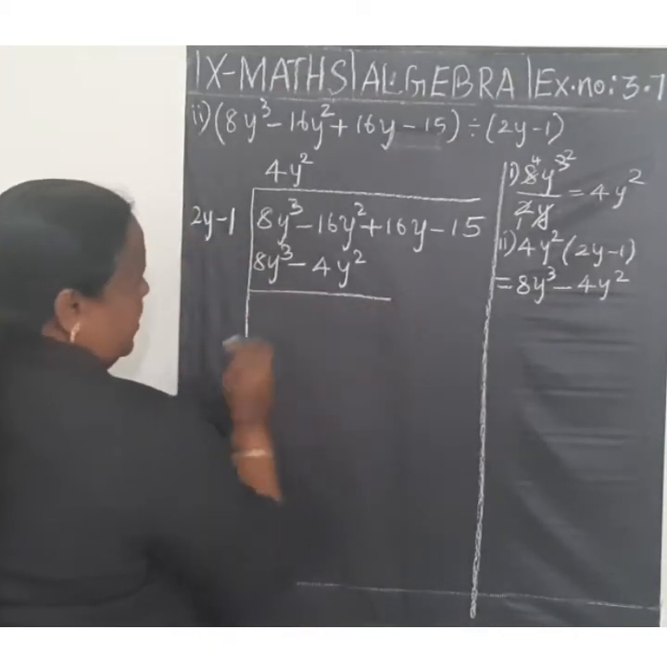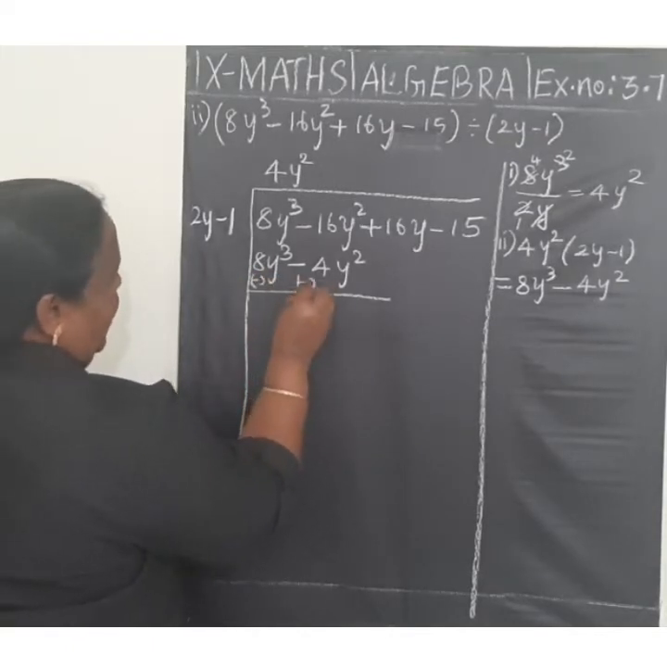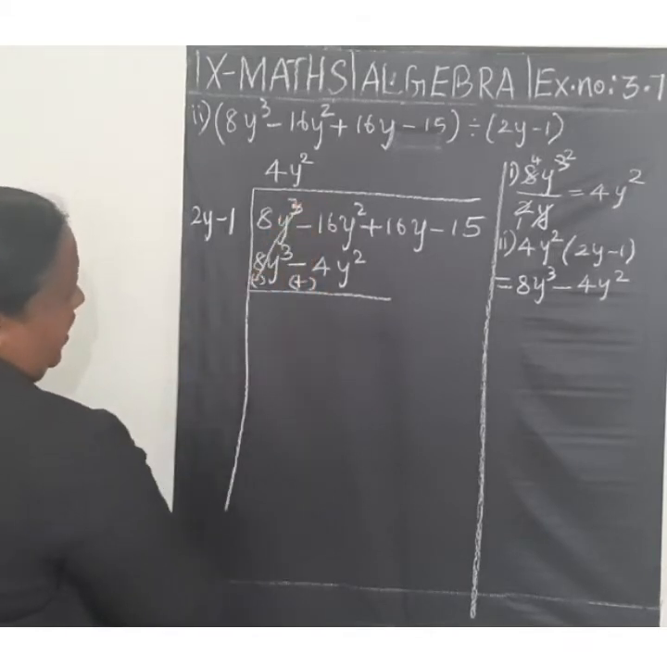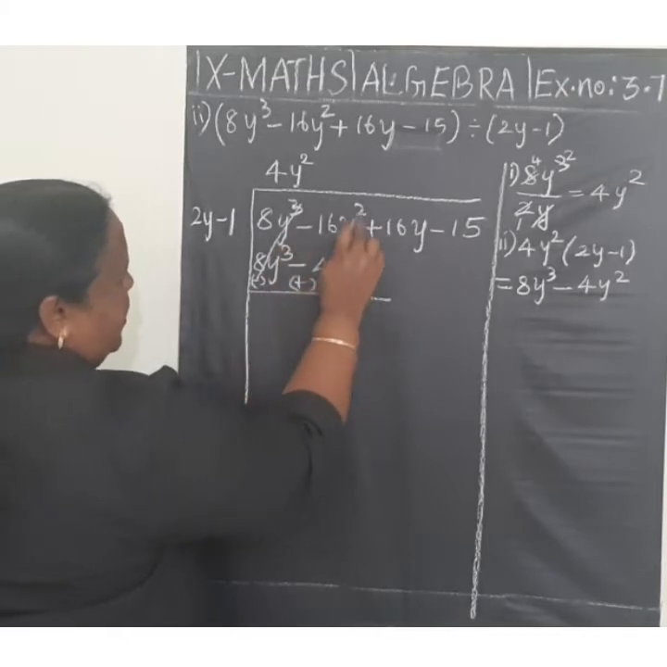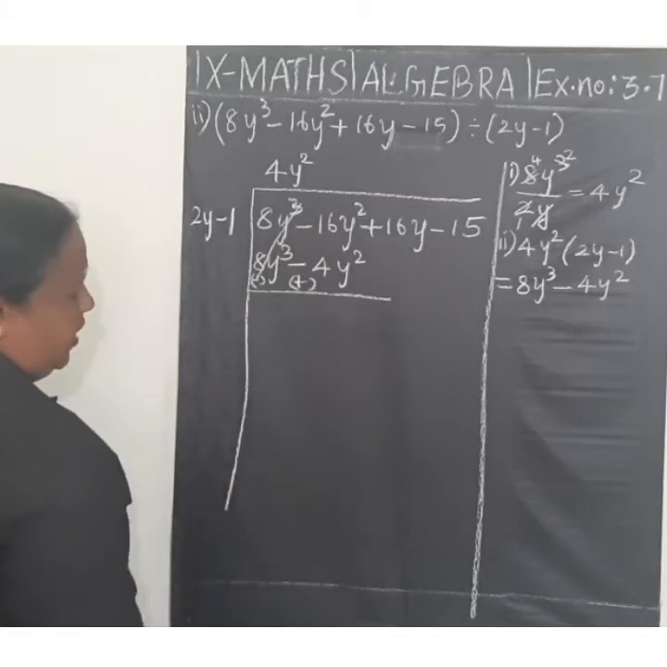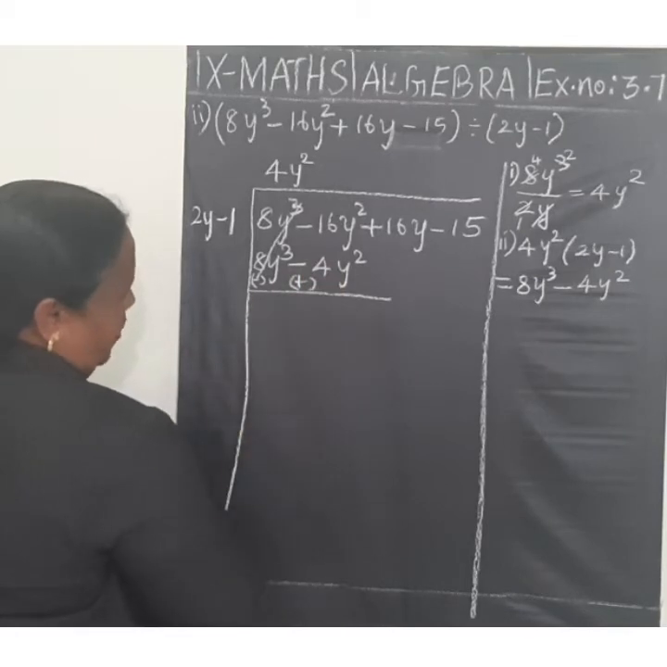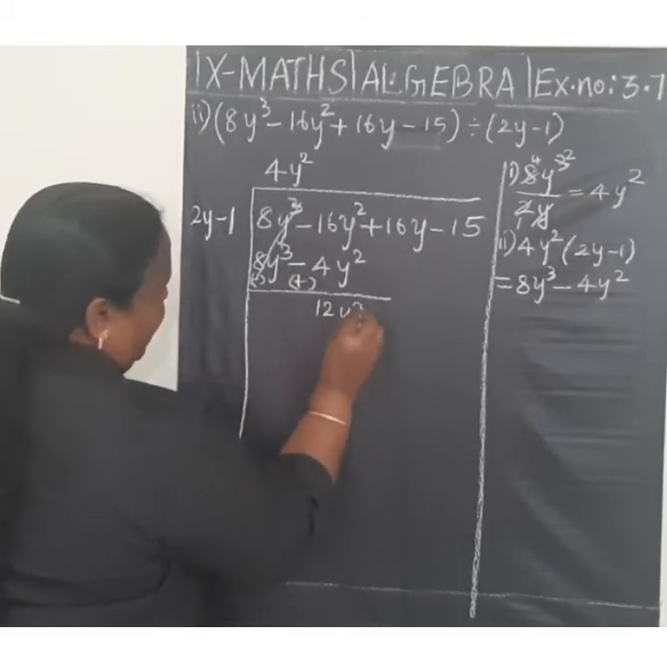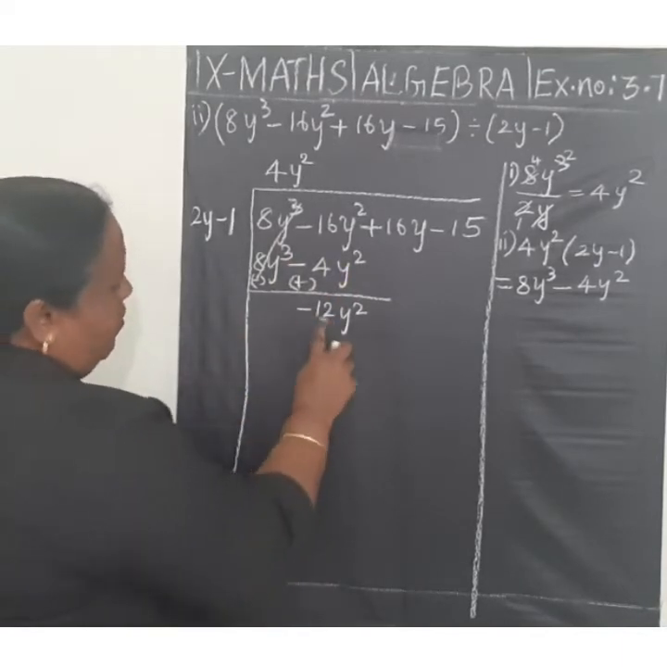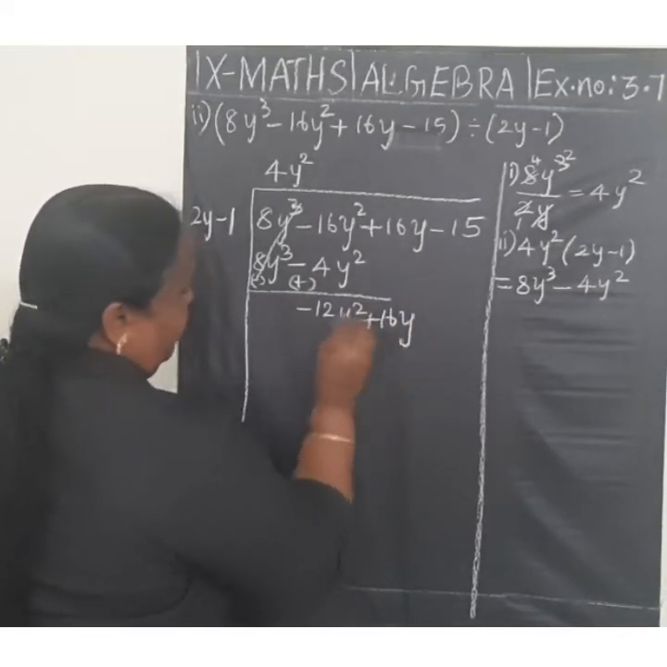Next we have to subtract it. For that we have to change the sign. So here minus sign, here plus sign. Now plus 8y cube and minus 8y cube will get cancelled. Next, minus 16y square plus 4y square: one is in minus, another is in plus, so we have to subtract it. 16 minus 4 is 12y square. The greater number's sign is minus, so we write minus 12y square. Next, bring down the next term, which is plus 16y.